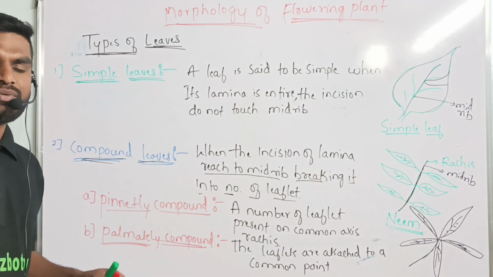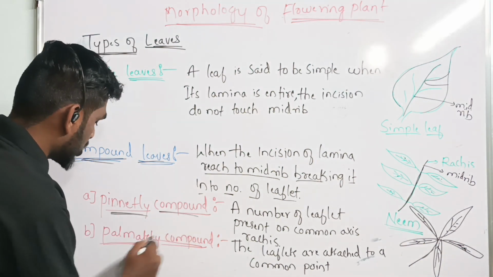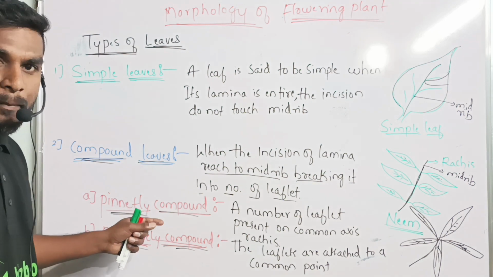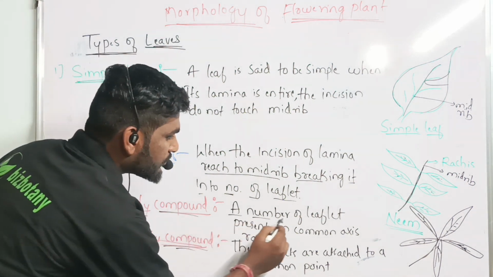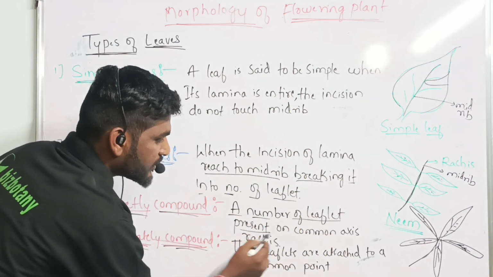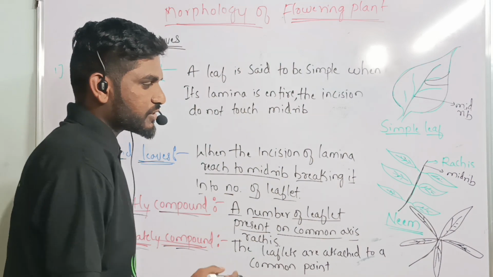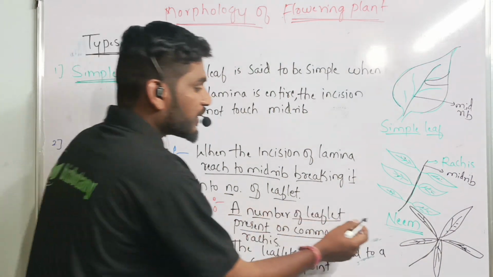In compound leaves, we have two types. One is pinnately compound leaves, another one is palmately compound leaves. First one is pinnately compound leaves. What does it consist of? A number of leaflets present on a common axis. We call that the rachis. The best example for pinnately compound leaves is the neem plant.